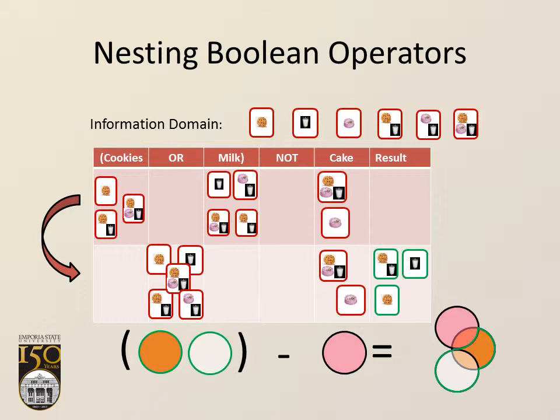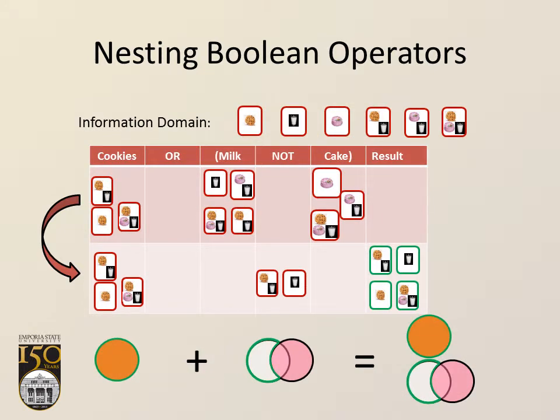Then we combine our first set, cookies or milk, using the Boolean operator NOT cake. So any items which have cookies or milk but must not have cake. This then returns 3 items: cookies and milk, milk, and cookies.